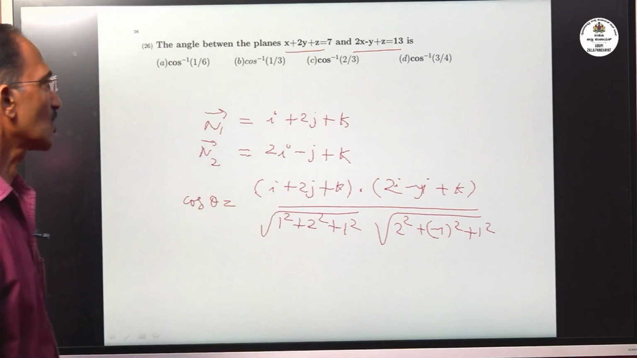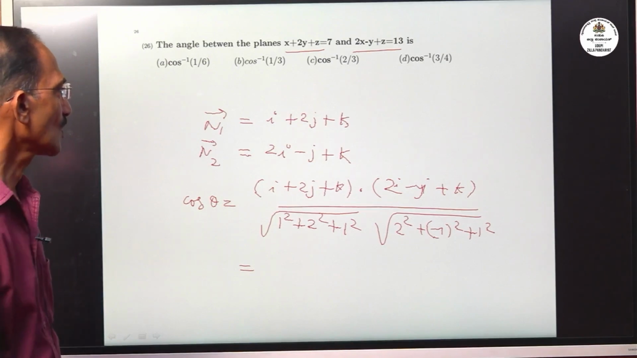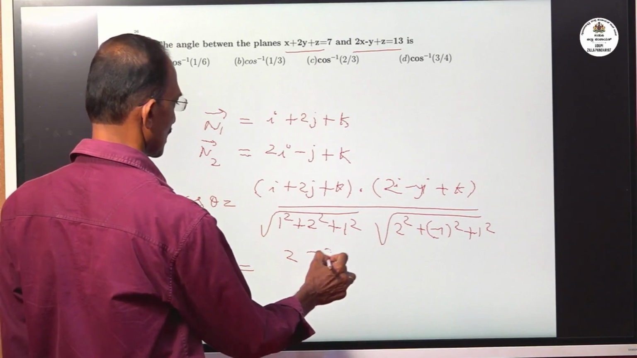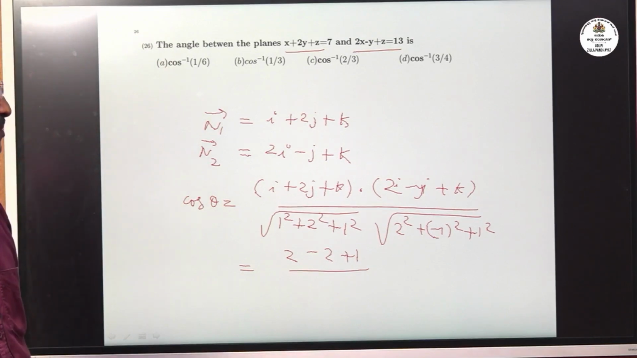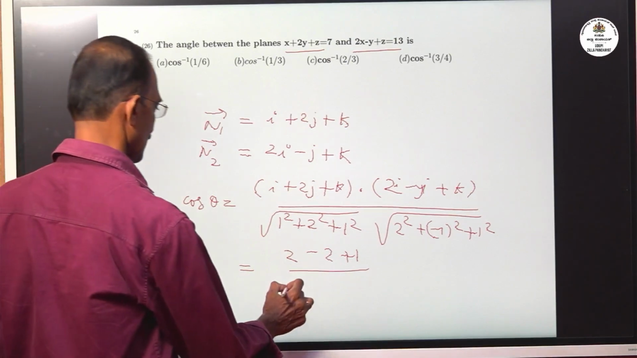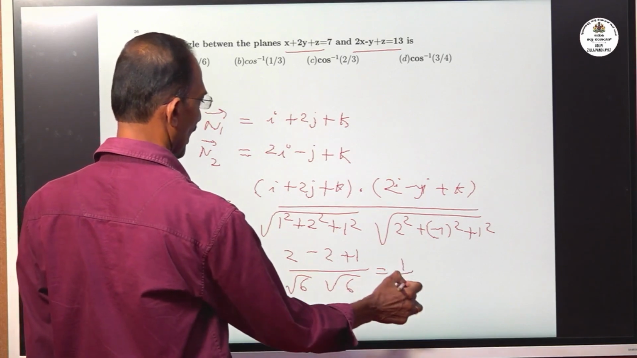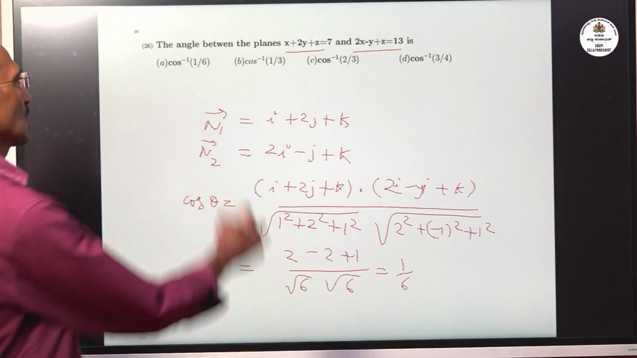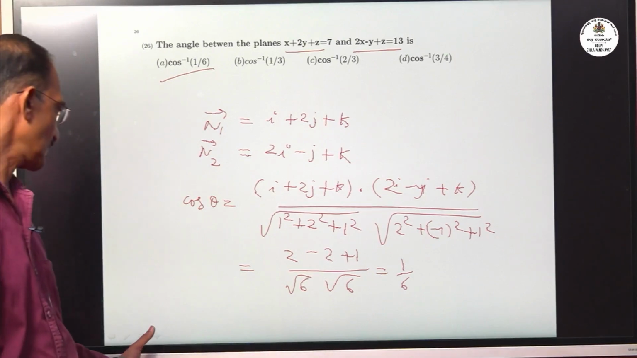So clearly the dot product gives us 1 into 2, so 2, and you are getting minus 2, and you are getting plus 1. So divided by 4 plus 1 plus 1, that is 6, root 6, and here also you are getting root 6. So that is 1 by 6. That is theta equals cos inverse of 1 by 6. So first option is the right answer.